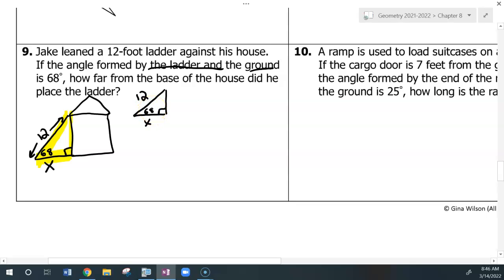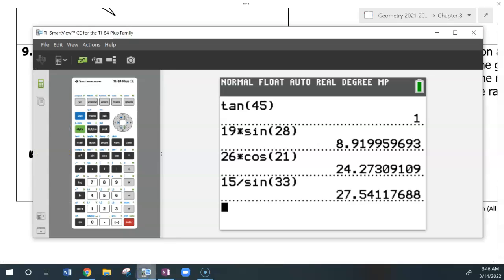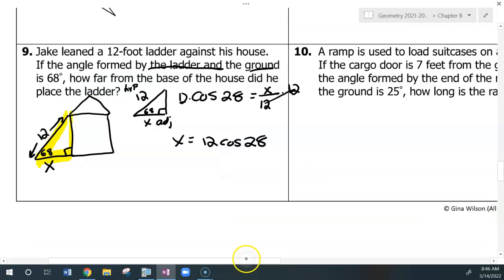Once you've done that, it's just like the other problems we did. 68 goes in there. So label the triangle. This is adjacent. This is hypotenuse. Choose your trig function. Well, SOHCAHTOA, adjacent and hypotenuse go with CAH, or cosine. So cosine of 28 equals adjacent over hypotenuse, 12 over x. Now all I've got to do to solve this is multiply both sides by 12. x equals 12 cosine of 28, and then calculator: 10.6. And my units are feet.